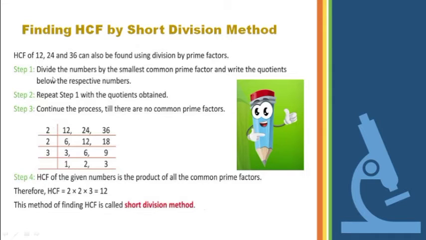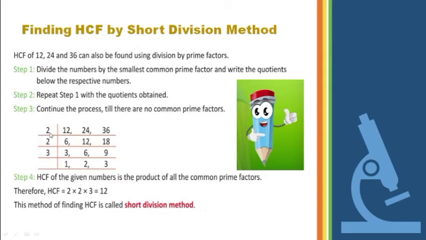So the first step is to divide the numbers by the smallest common prime factor. Common prime factor means that the prime factor must be common for 12, for 24 and for 36, and write the question.